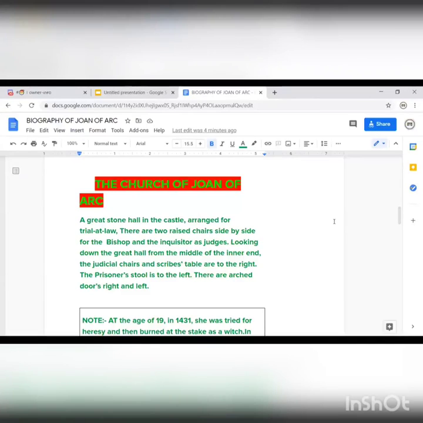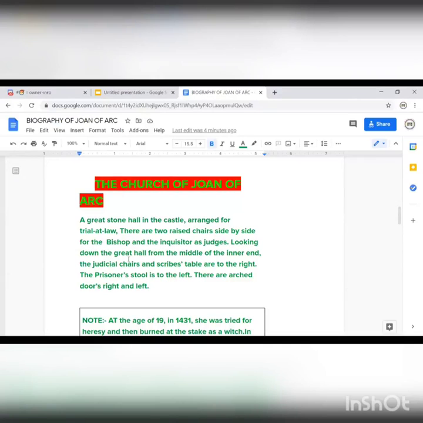Now we are going to study the Church of Joan of Arc, meaning the church in which Joan of Arc got punished. How was the church? Let's study about it. Gray stones all in the castle arranged for trial at law. There are two rail chairs side by side for the bishop and the inquisitor as judges.